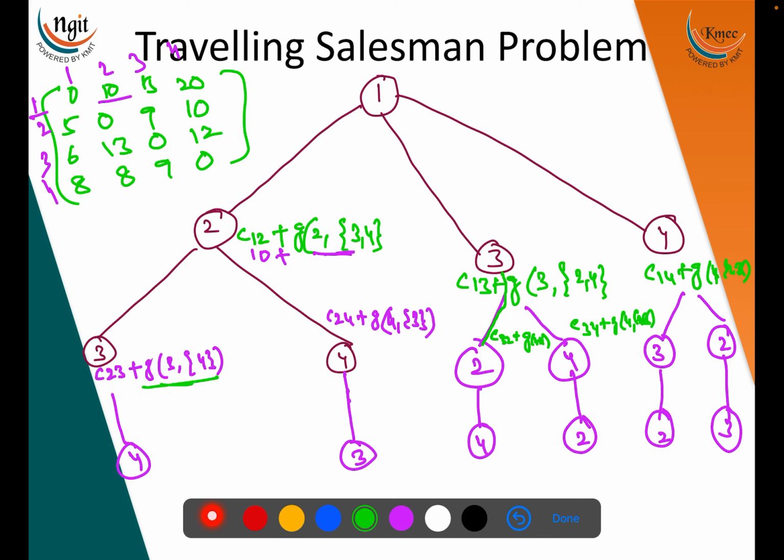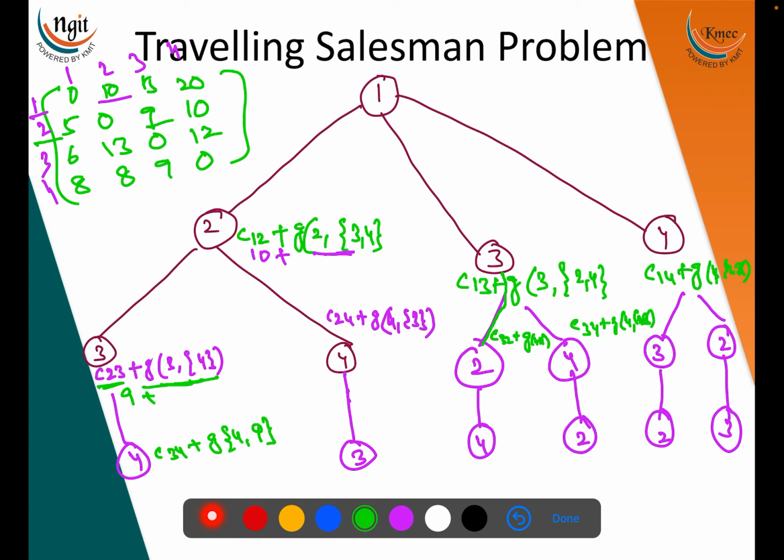You don't know this value. You know this value. See, 2,3 value is what? 2,3 is 9. You know this 9, but you don't know what this value is. To get this value you have to come down. What is it down there? Here you should take C34 value plus G(4, pi) value.